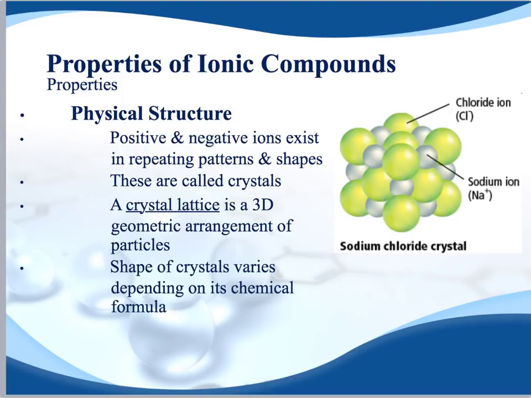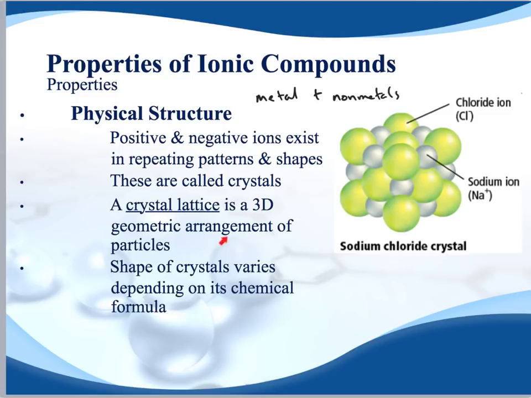Okay, so the physical structure of an ionic compound. Remember we're talking about ionic compounds, which are metals combining with nonmetals. So the physical structure: the positive and negative ions exist in repeating patterns and shapes. So this one over here, for example, is a picture of a crystal of sodium chloride, right? This would be table salt. These are called crystals, and the actual shape that the ions form is called a crystal lattice. So there's your vocab word here on this slide.